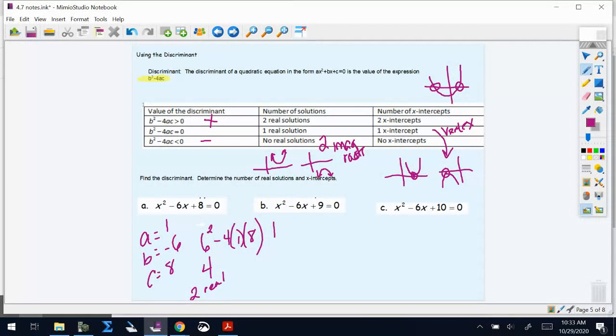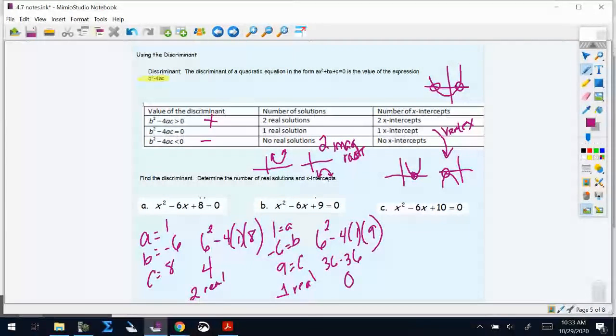Next one, a is 1, b again is -6, c is 9 this time. So b squared, again, I'm not even going to include the negative, so I'm just going to do 6 squared minus 4 times 1 times 9. I end up getting 36 minus 36, which is 0. And what this means is it only has one real solution, which means it's only going to touch the x-axis right there at the vertex. The vertex is going to touch the x-axis.